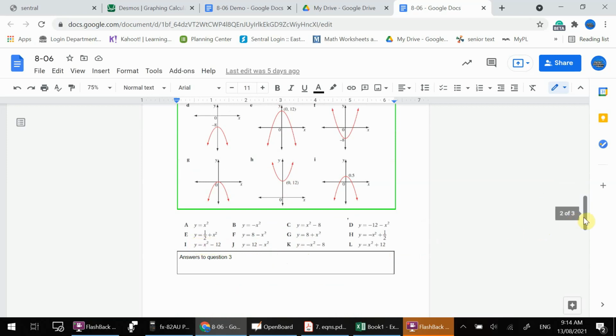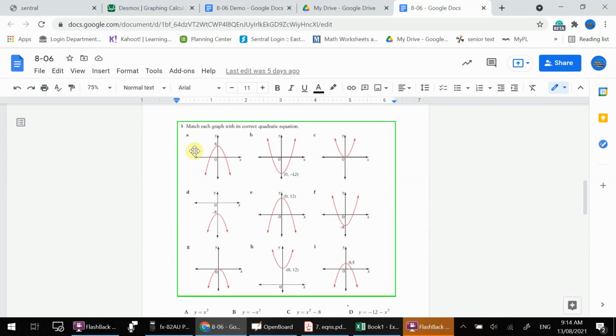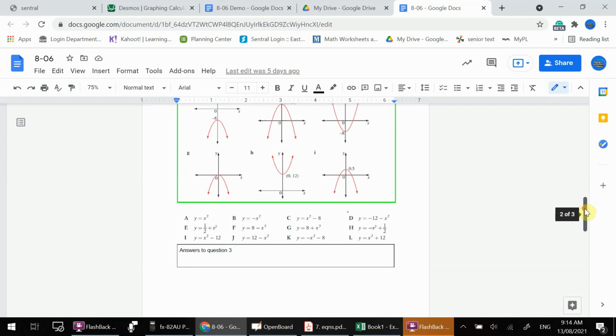That's that one. And then the ones upside down are minus x squared. So minus x squared plus 8 would be this one. Minus x squared plus 8, because it's upside down and it's centered around the plus 8. Oh, there it is. They've just shifted the numbers around, so that's that one.